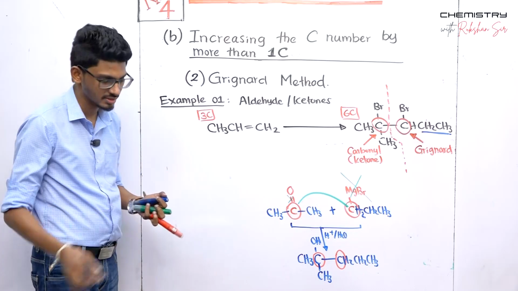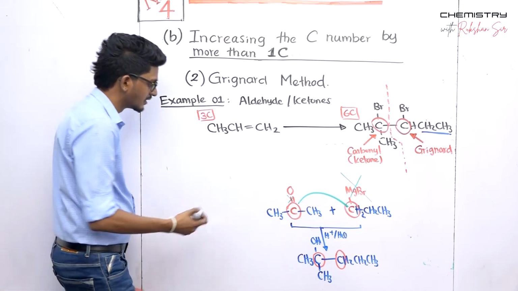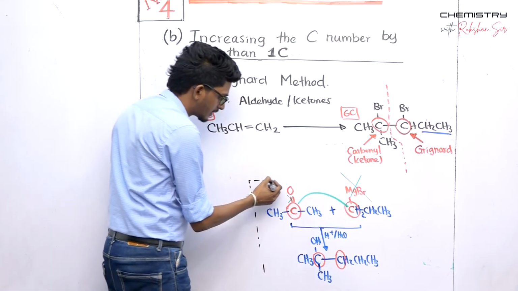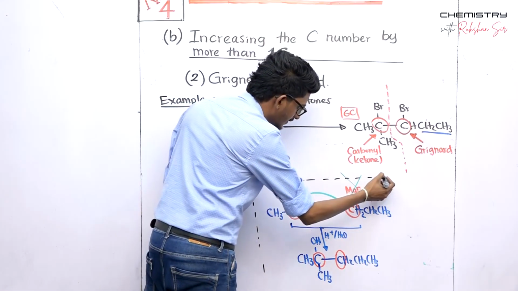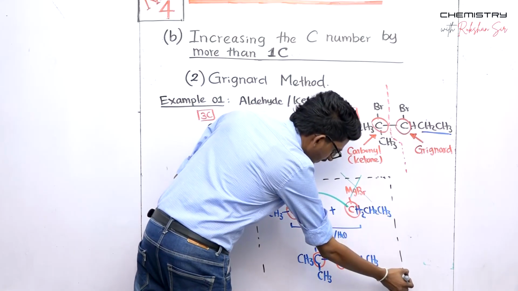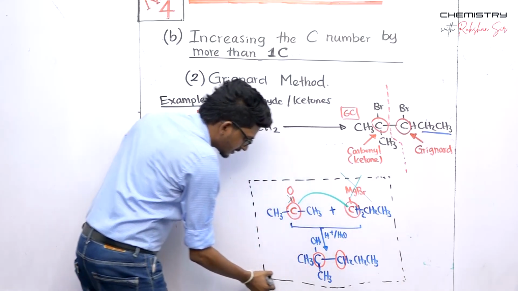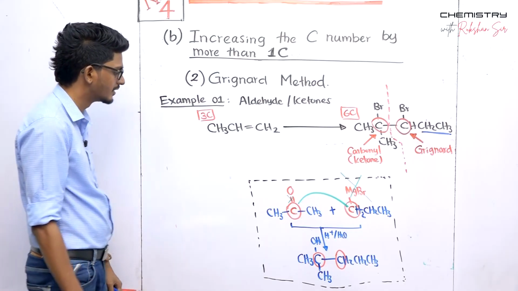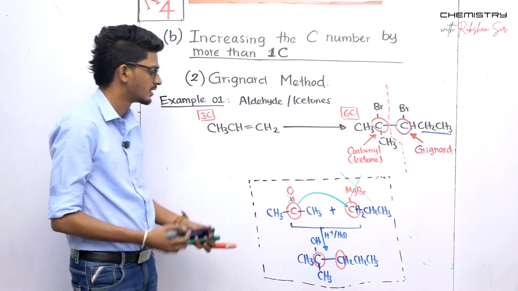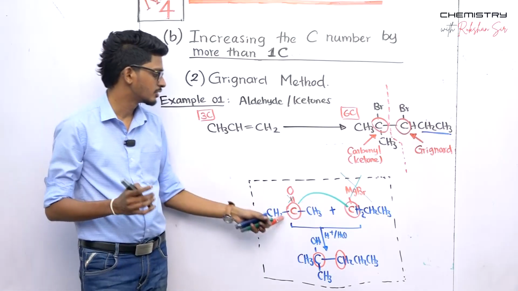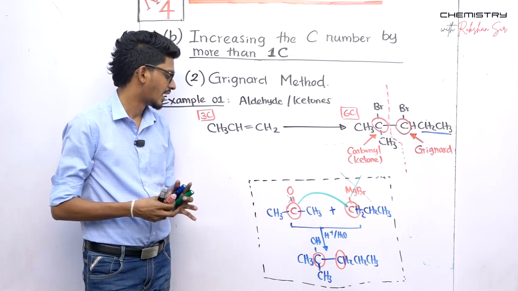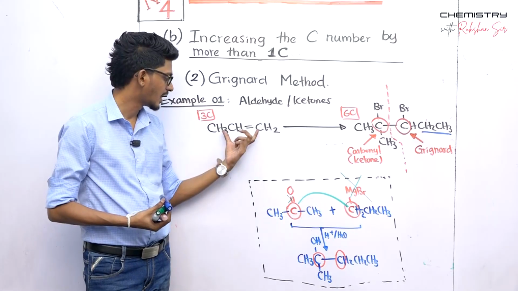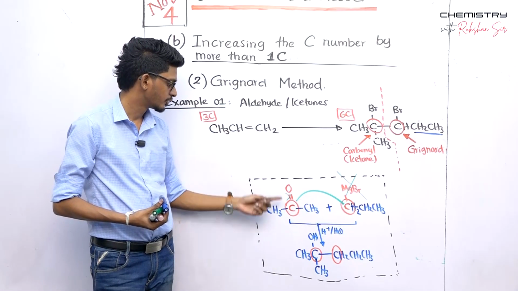This is the heart of the question. If you have done this correctly, then steps 1, 2 and 3 will give you the final compound. That's it. Now can't we make these two pieces from here? This is a 3 carbon compound. This is also a 3 carbon compound.